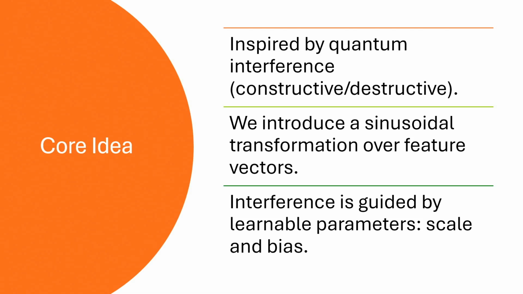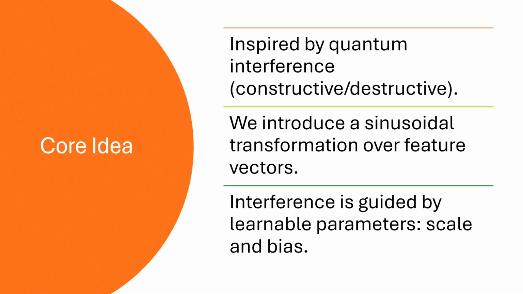When you're talking about classical attention, are you specifically talking about vision transformers? So instead of classical dot product multiplication, we're going to be using a sinusoidal transformation over feature vectors. Okay, so when you say attention, it has nothing to do with vision transformers? No, it does not have anything to do with transformers. We're not using transformer models or anything. This is inspired by quantum interference.